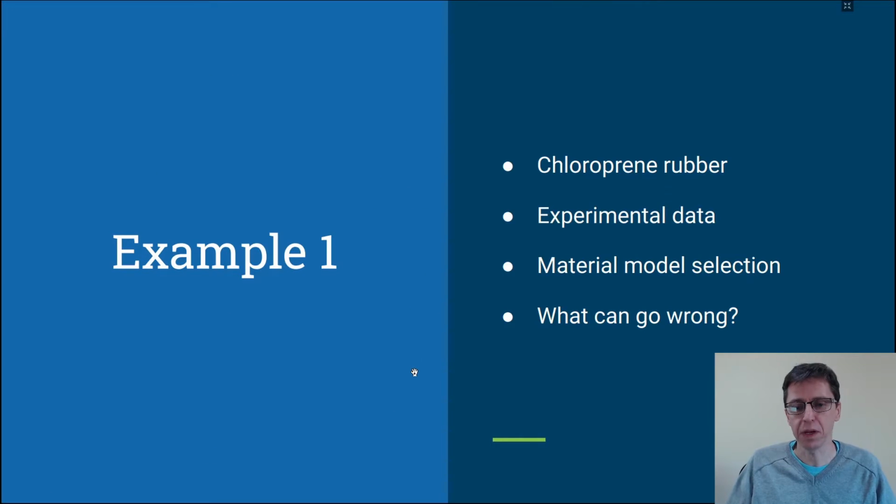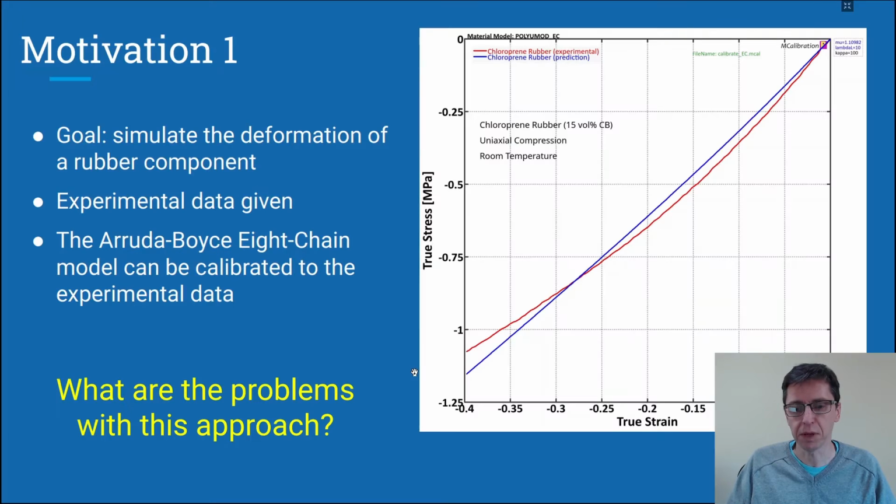In this example, I'm looking at a chloroprene rubber material. It's a component made of this usual material. I will talk a little bit about what can go wrong if you work with this material. So here we have experimental data, uniaxial compression data for this material. The red curve is the compression data that was measured experimentally. The blue curve is a prediction from a material model called the Arruda-Boyce 8-chain hyperelastic model.